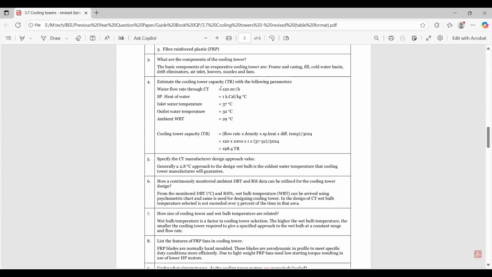There is an example where they have given the water flow rate, 120 m cube per hour. Specific heat they have given as 1 kcal. Inlet water temperature is 37, outlet is 32. Ambient WBT is 29 degrees Celsius. So your range is 5 degrees Celsius, 37 minus 32. Your approach is 3 degrees Celsius, 32 minus 29. Cooling tower capacity can be calculated as 120 into 1000 into specific heat 1 into range 5 degrees, divided by 3024. So your cooling tower capacity is near 200 TR.